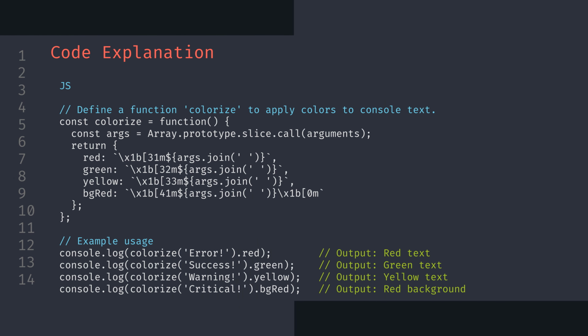This code defines a colorize function that takes arguments, joins them into a string, and applies ANSI escape codes for different colors. This makes it simple to customize text, colors, and backgrounds dynamically.